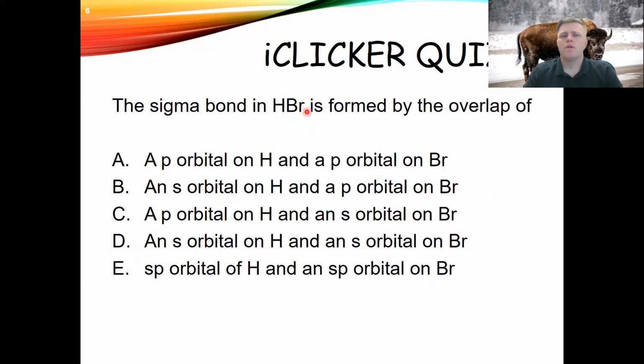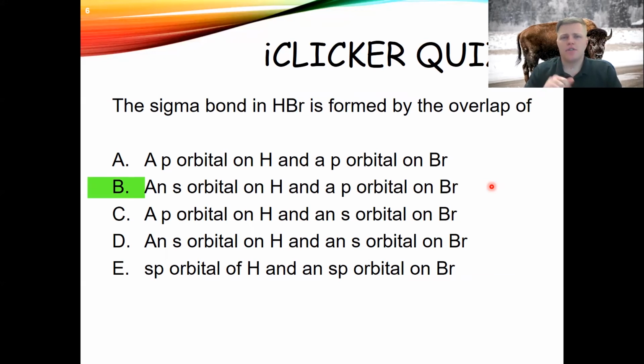But then with bromine, we have to figure out its electron configuration. It's coming in with 7 valence electrons, right? So the first 2 of those are going to be in an s orbital, and then it's going to have 5 electrons in p orbitals. 2 of those p orbitals are going to be filled with paired electrons, but the last is going to be an unpaired electron in a p orbital. So the answer here is going to be B. We're going to get overlap of the s orbital in hydrogen and a p orbital in bromine.